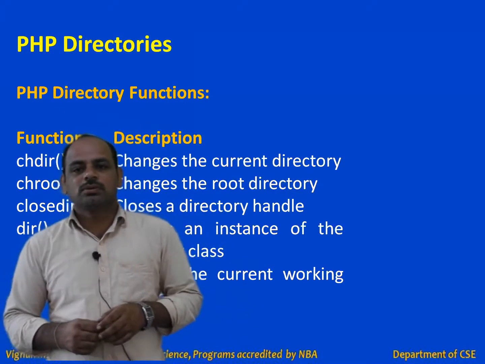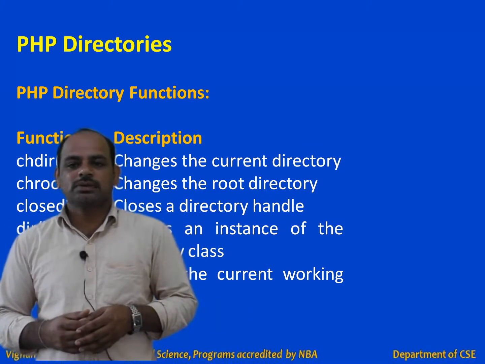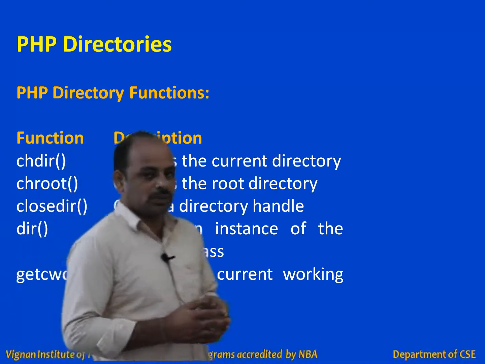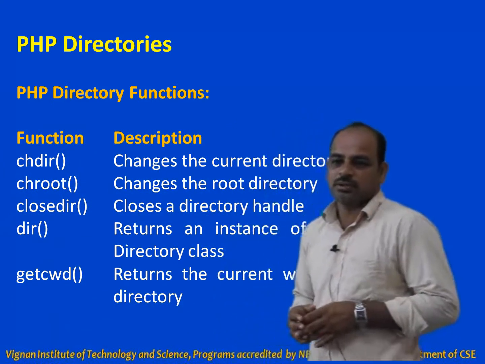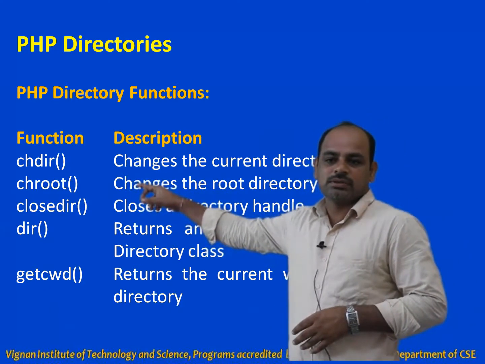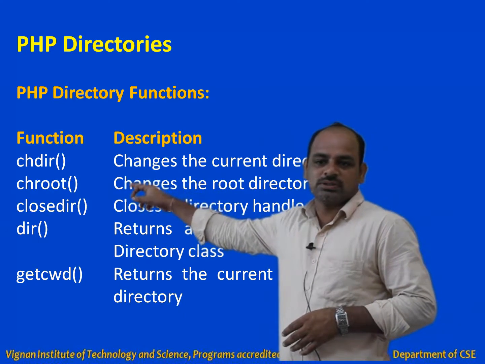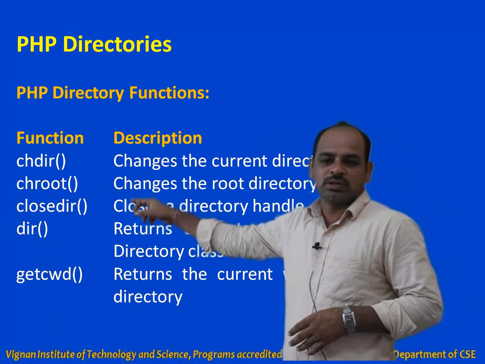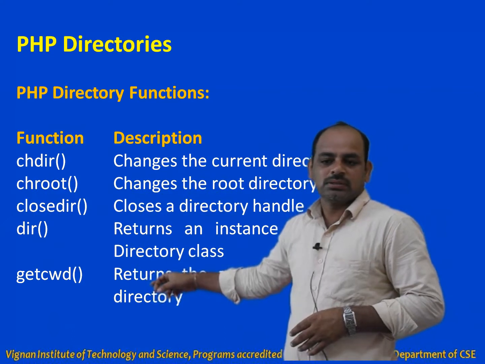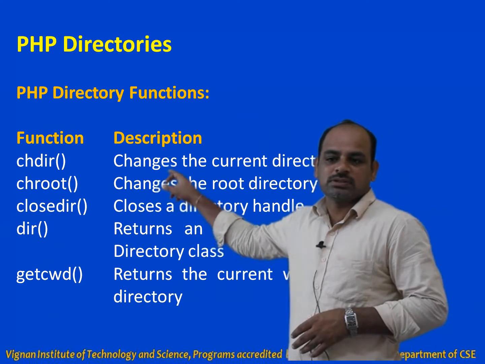Next, in order to retrieve content from the directories, we have various predefined functions available in PHP that we can use here. First is the change directory function, then the change root function, which changes the root directory, then close directory, dir, and getcwd, which is the current working directory. The first function changes the current directory.